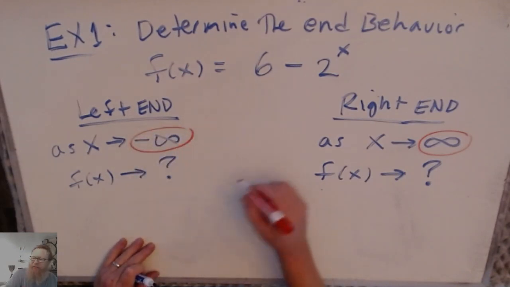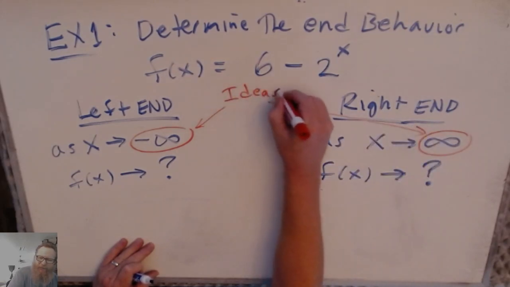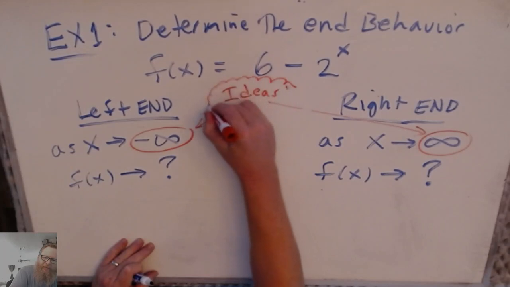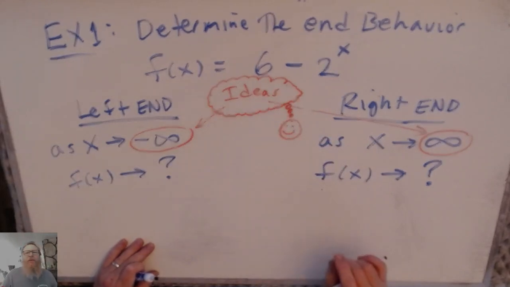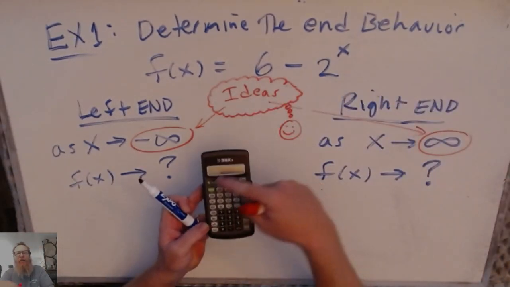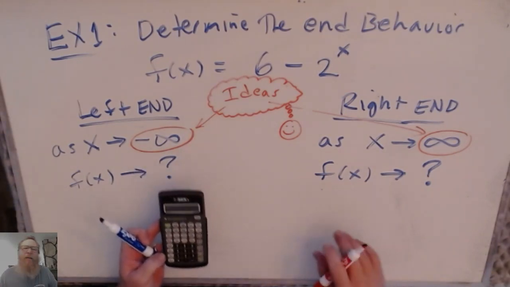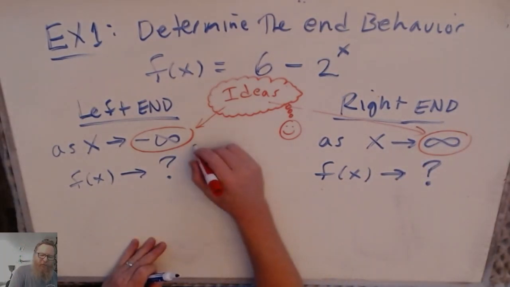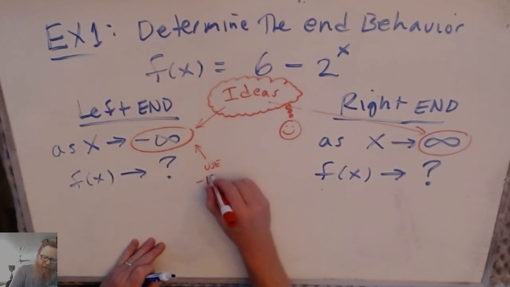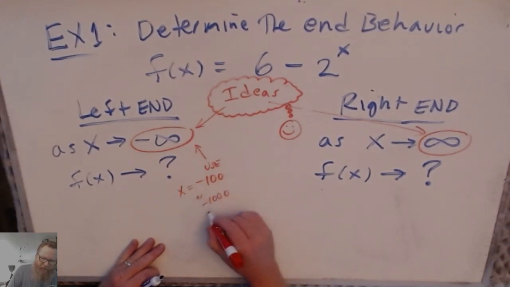Now, positive infinity and negative infinity, these are ideas. They exist only in our minds. Notice on your calculator, there is no button labeled infinity. That's because infinity is not a thing. There's no number called infinity. So what you're going to do is use, for negative infinity, negative 100. Or negative 1,000, or negative 10,000, etc., etc.